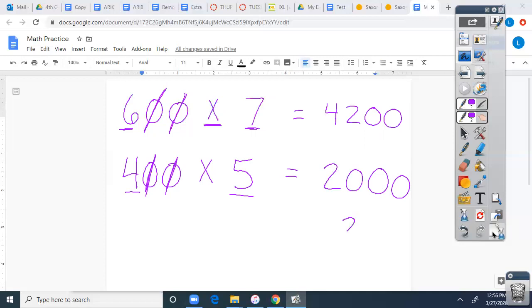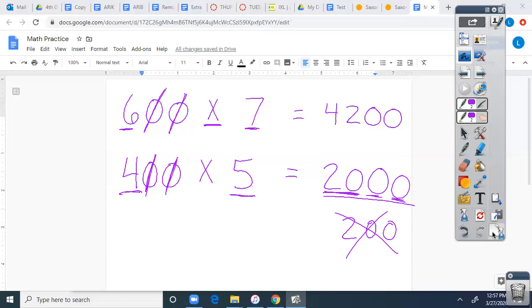A lot of people just put the 2, and then they still have their 2 zeros there. But 5 times 4 is not 2. 5 times 4 is 20, so don't be afraid to put that 0 there, because 5 times 4 is 20. So you have to put the 2 zeros plus whatever 5 times 4 is, which is 20. Okay? So don't be afraid to do that.